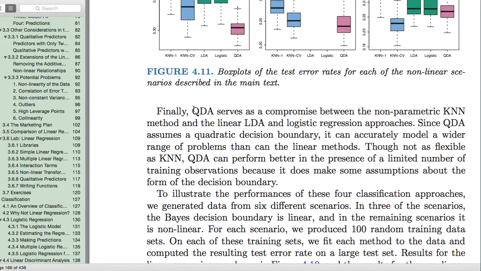Quadratic is a little bit of a compromise, a bridge between the two linear approaches and the totally non-parametric approach. It assumes a quadratic decision boundary, so it is more flexible than the linear methods, but it's not as flexible as KNN. But it does perform better than KNN if you have a limited number of training observations, because it makes some assumptions about the form of the decision boundary. So if you have a limited number of training observations, you should probably make some assumptions.